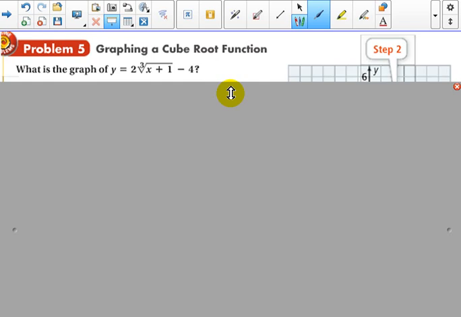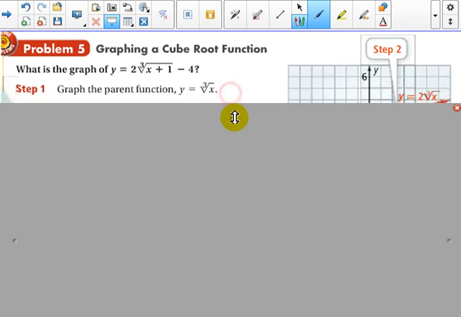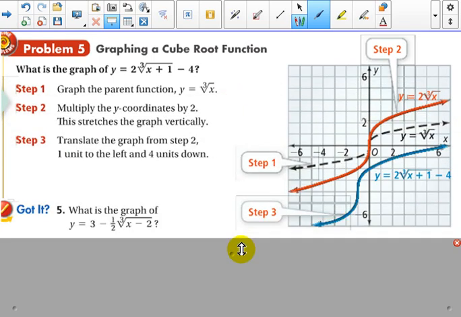So you're going to apply all the things we learned today about the stretch and compression. You're going to do it the exact same way, except your parent function looks different. So what does the parent function of a cube root look like? Well, if I took a capital S and I grab each end and I pull on it, that's what it looks like.